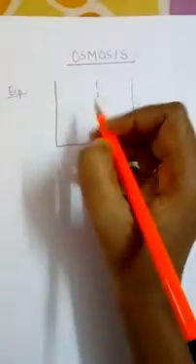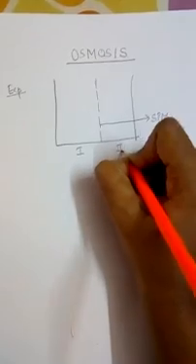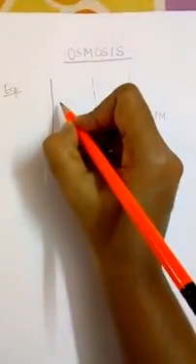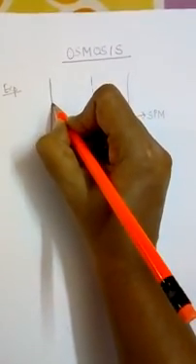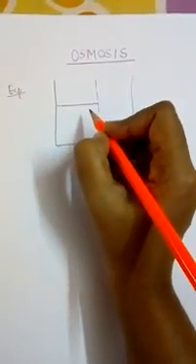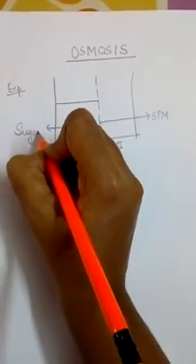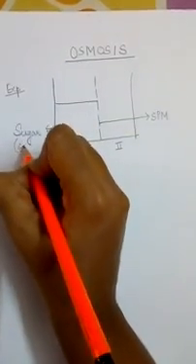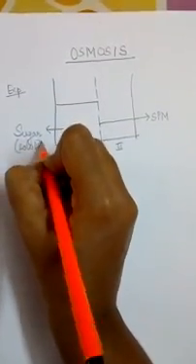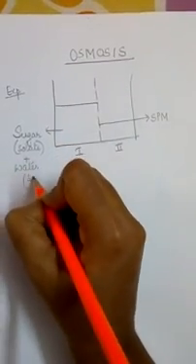Okay. Now, suppose this is the first chamber, this is the second chamber. Let me fill the first chamber with a solution. The solution can be a sugar solution or a salt solution, that's up to you. Suppose I am taking sugar solution. Now sugar solution means what? Sugar is the solute and water is the solvent.